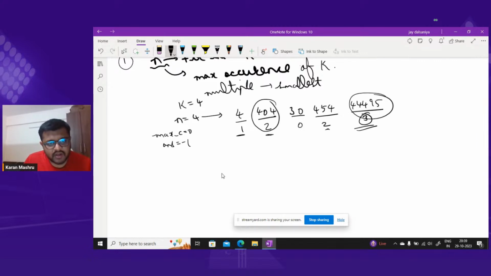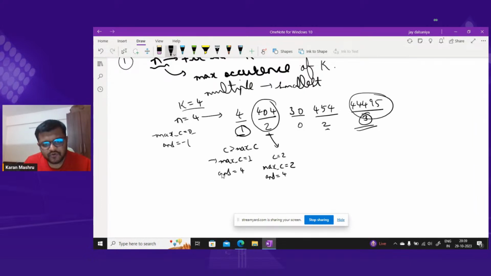Now when you come across this element, k is 4, so the number of 4s in this is 1. So if count is greater than max count, this will be true because count is 1 and max count is 0. Then we will update max count as count, so max count will become 1 and answer will be equal to array of i, so answer will become 4. Now when I come here, my count will be 2 because there are two 4s in it. Again count is greater than max count because max count value is 1. So again I will update max count as 2 and my answer will be updated as 404.